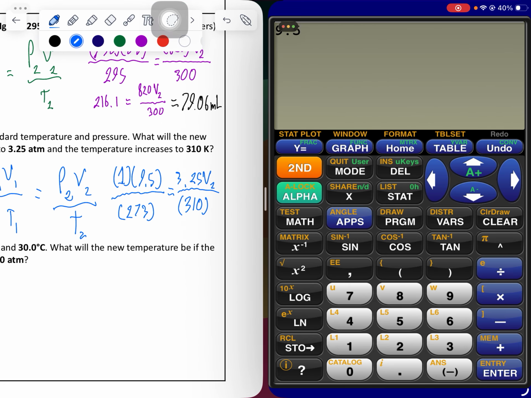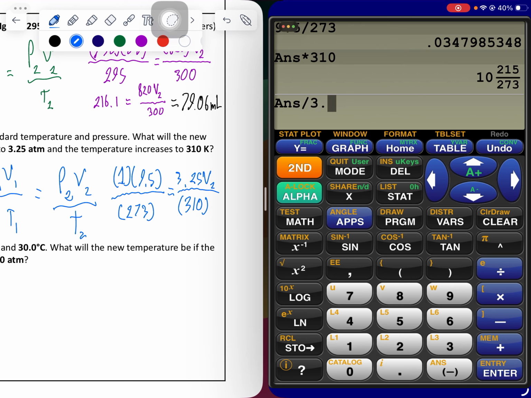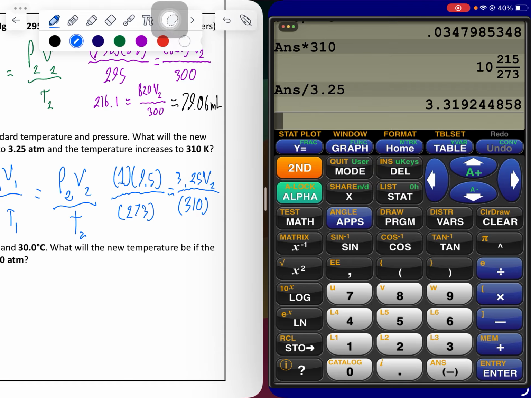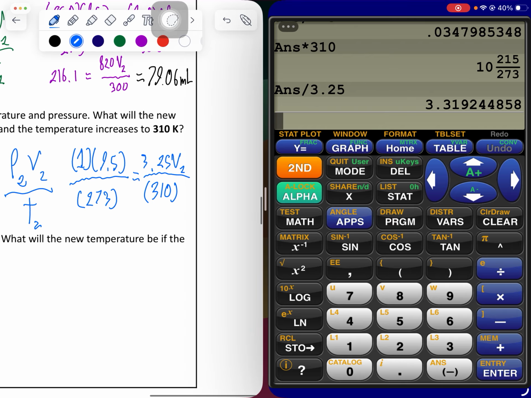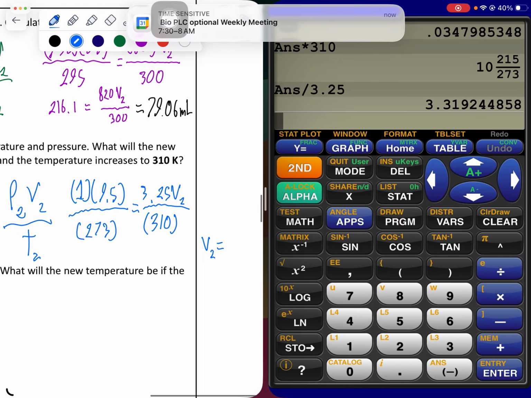.5 divided by 273. We're going to multiply by 310 and divide by 3.25. At this point, once you've done all the heavy lifting, once you've figured out all your variables and plugged in, the heavy lifting is really done. At this point, it is just converting and doing some math. So at this point, it's just algebra.